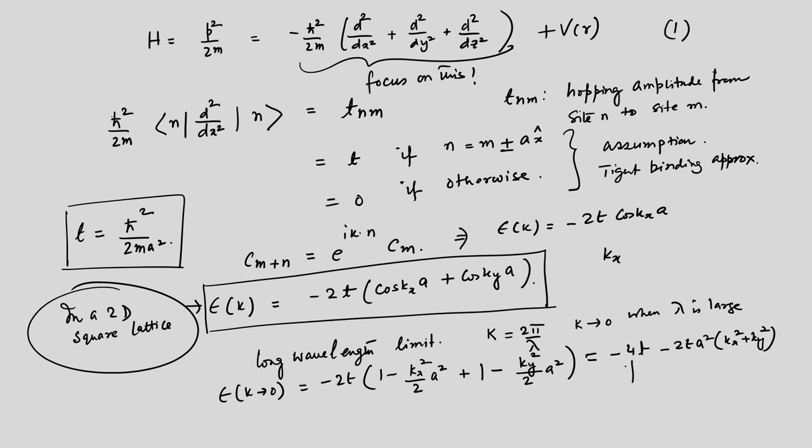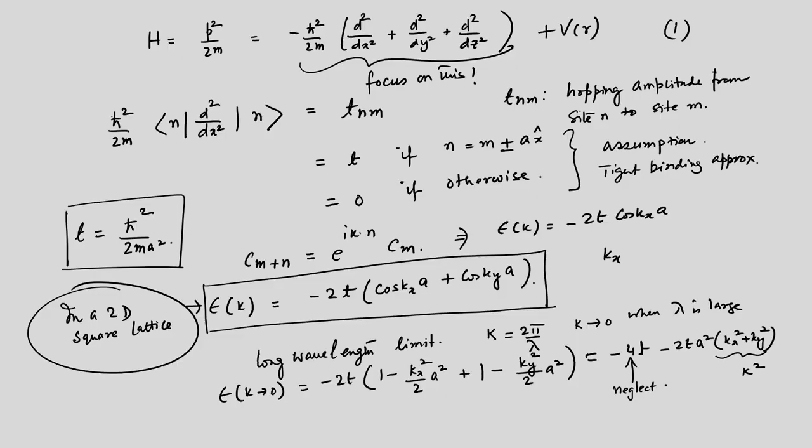If I drop this term, neglect, what I mean is that it's a constant term which can be neglected. So this really looks like the k squared dispersion which you are most familiar with. It's a free particle dispersion in k space, which is h cross squared k squared over 2m. So the dispersion of electrons in a two dimensional square lattice is given as this minus 2t cosine kx a plus cosine ky a.